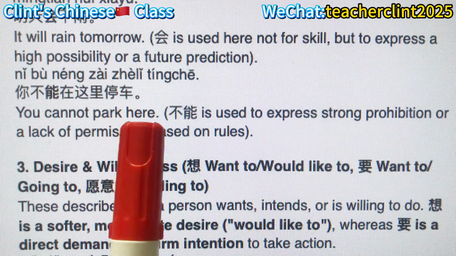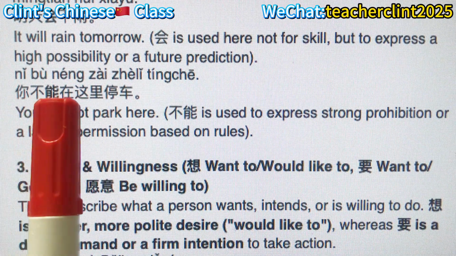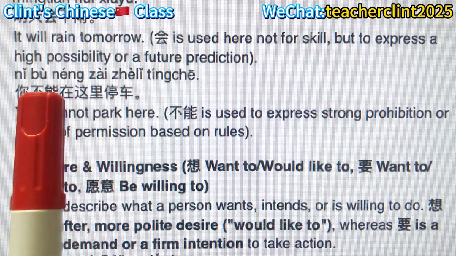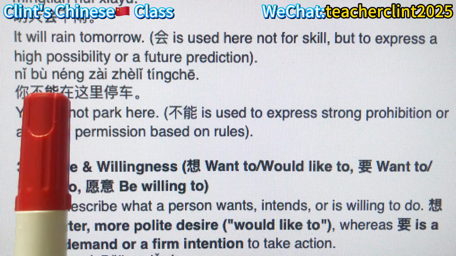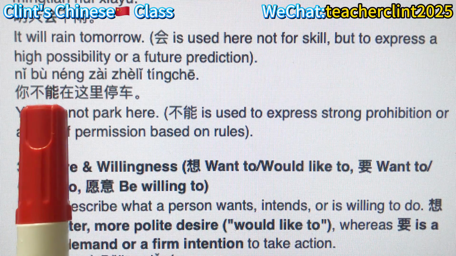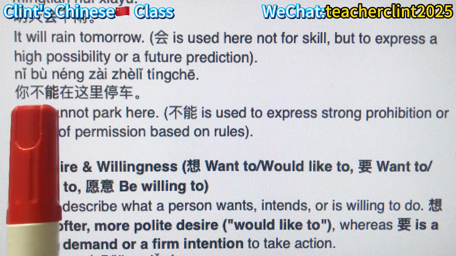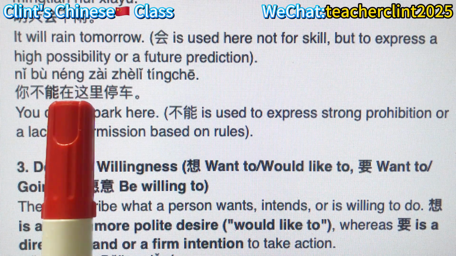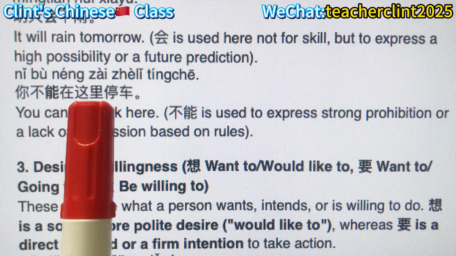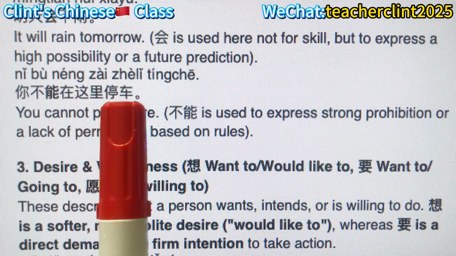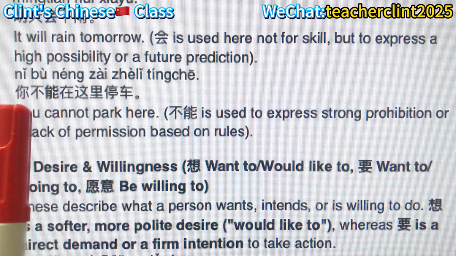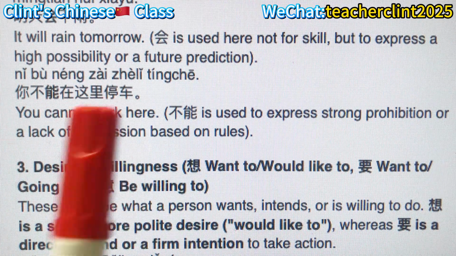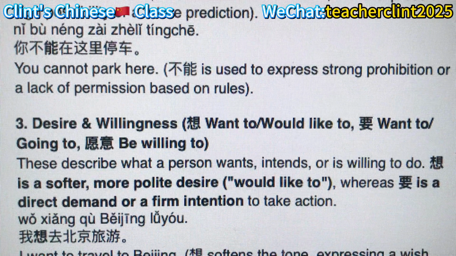Next one, you cannot park here. 你不能在这里停车。你 subject. 能 shows the permission, right? 不能 not allowed. 在这里 prepositional phrase as adverb, location adverb. 在这里 at here, 停车 park. Subject plus modal verb plus adverb plus verb. So this is the second category.